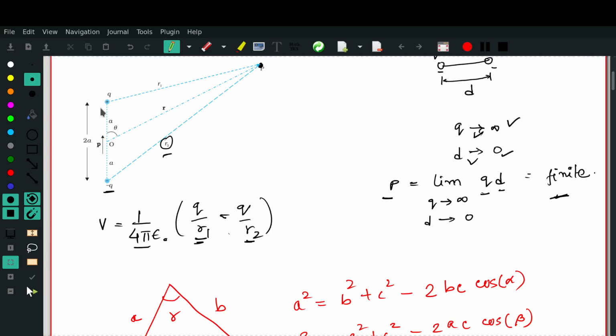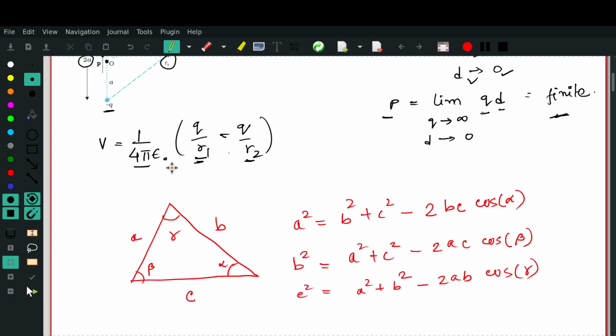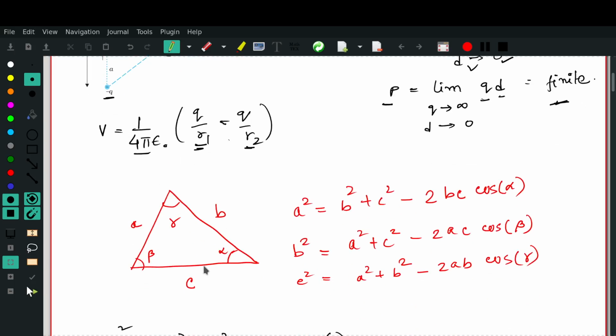We know that the separation between the charges of the dipole is given by 2a, and the distance from the dipole center to the point p is given by this bold r. There is also this angle theta. From this information, we would like to calculate these distances r1 and r2. In that regard, this triangle will help us out.